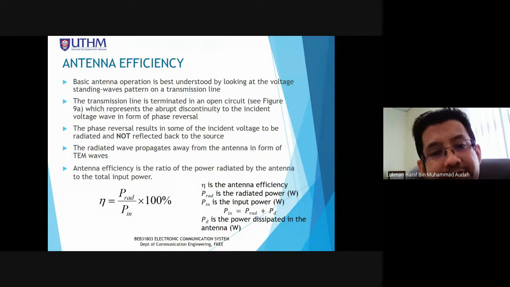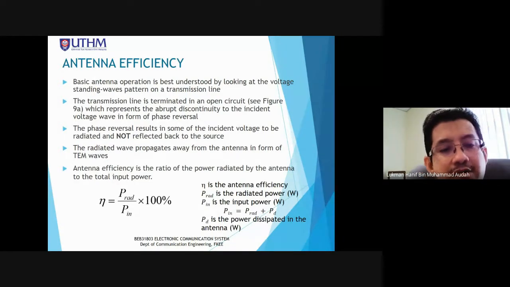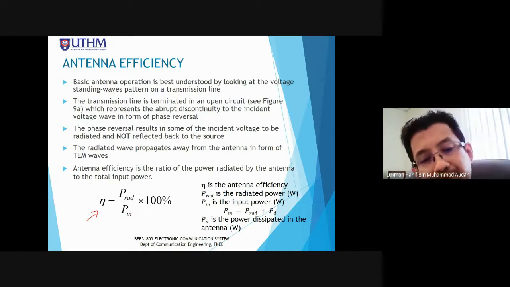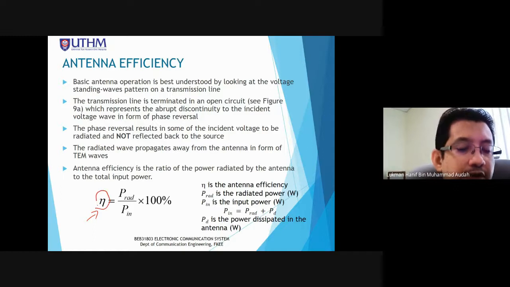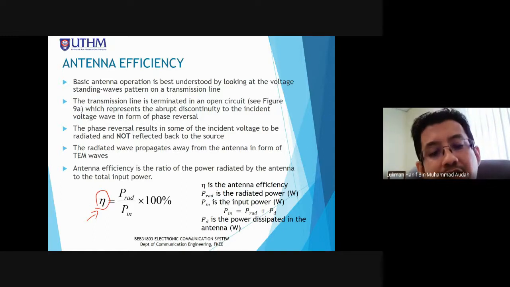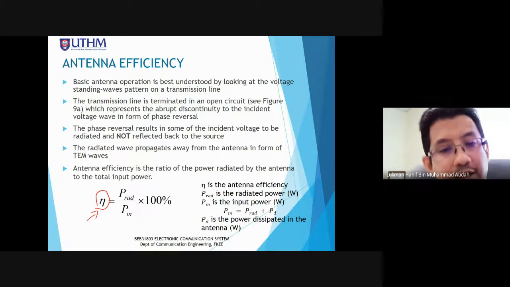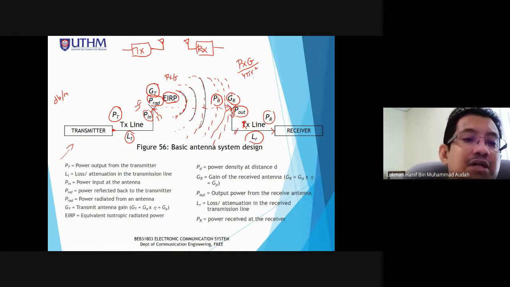The first one, antenna efficiency. Okay. So antenna efficiency is equal to P radiation divided with the P input multiplied with 100%. And this is the symbol for efficiency. Apakah itu P radiation dan apakah itu P input? Ini dia, kembali kepada gambar raja ini.